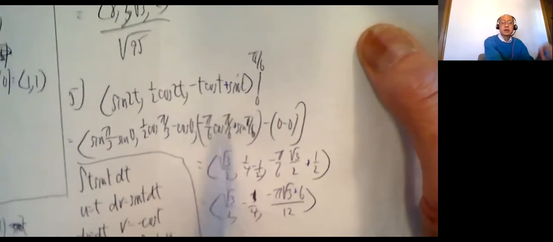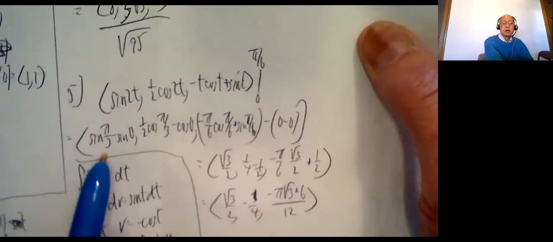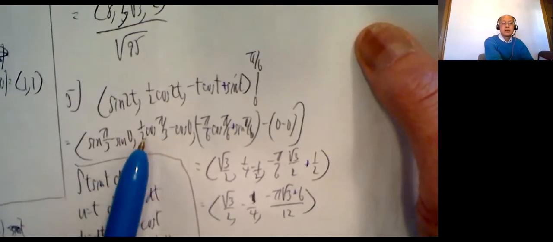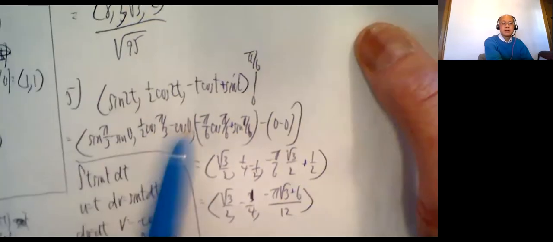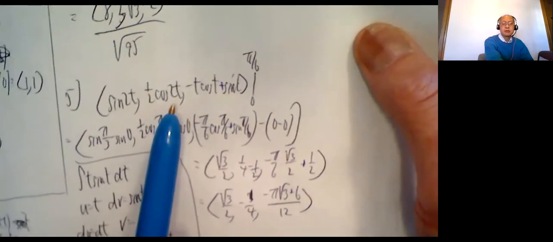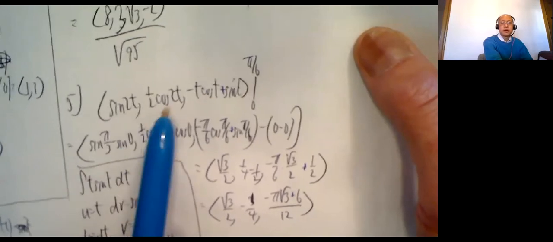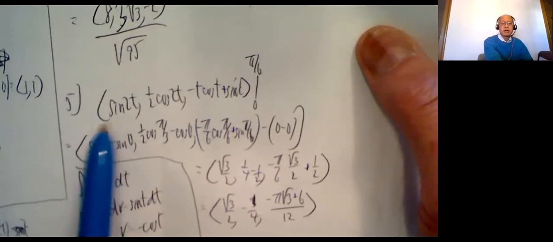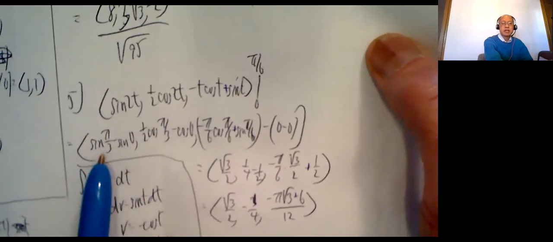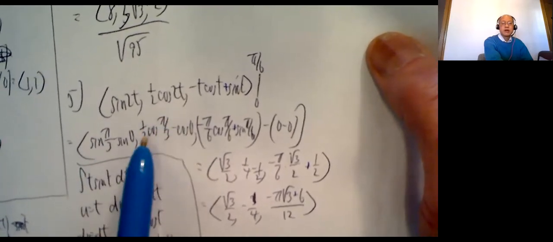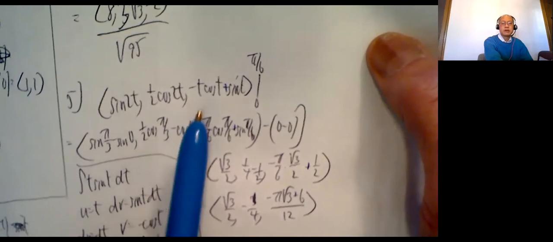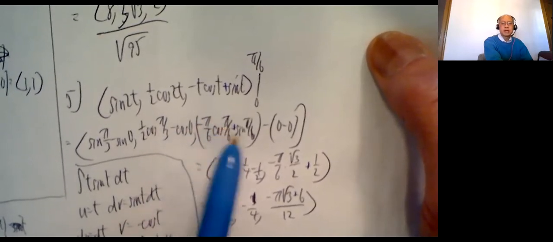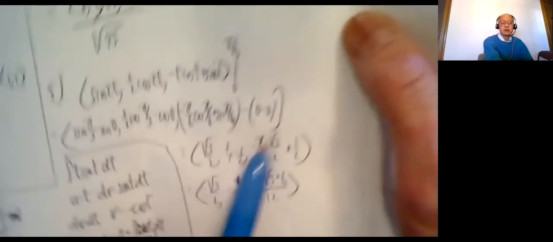Okay, plug in 0. That's 0. That's not 0, that's going to be 1. And that's going to be 0. So plug in pi over 3: sine of pi over 3 minus sine of 0, 1/2 cosine pi over 3 minus cosine 0, and negative pi over 6 cosine pi over 6 plus sine pi over 6 minus 0 minus 0.